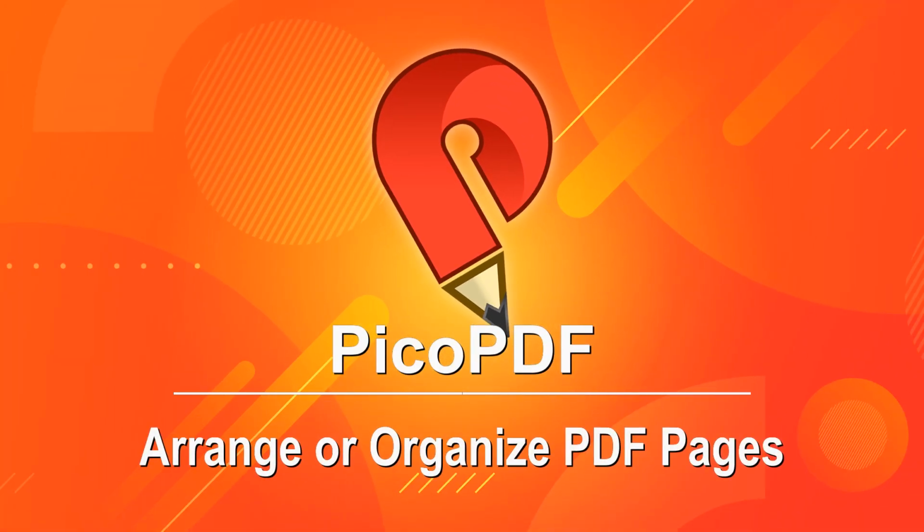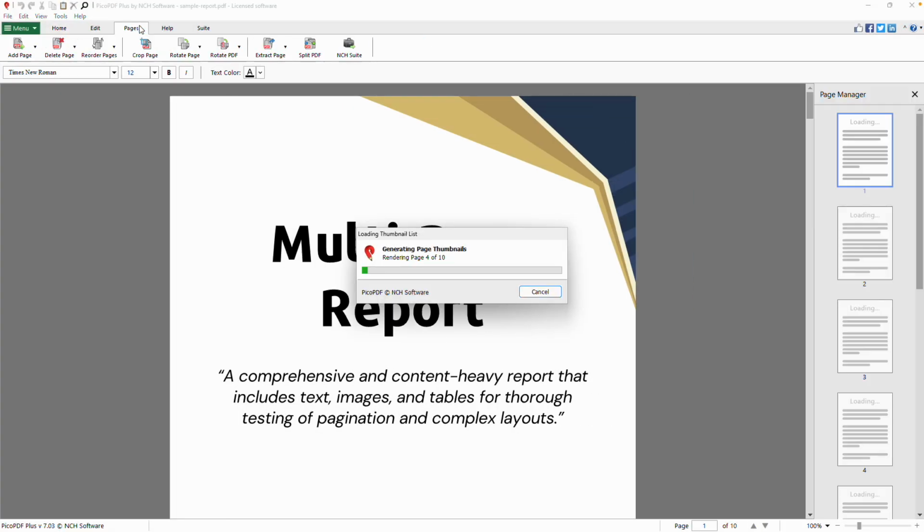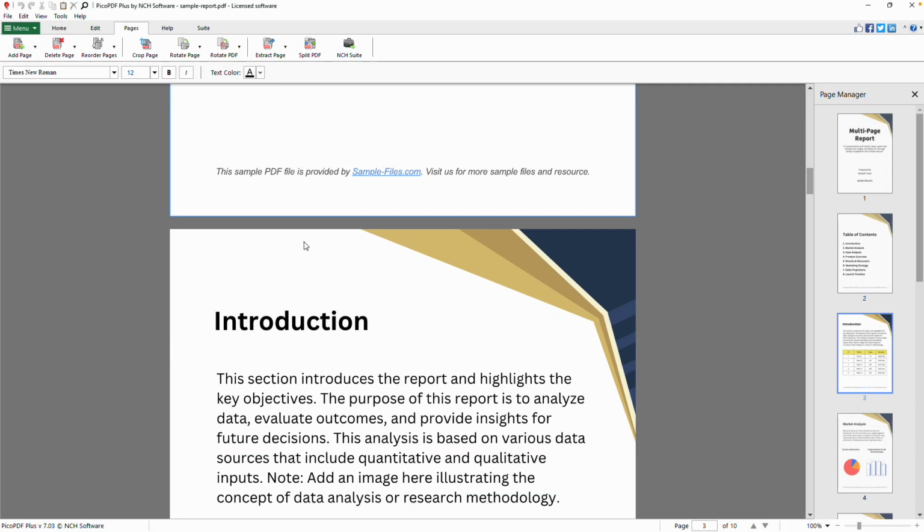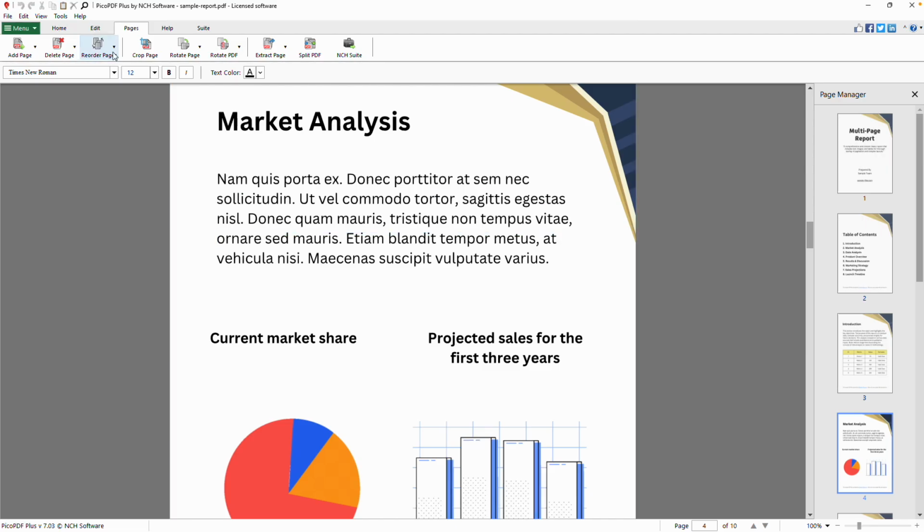Arrange or organize PDF pages in PicoPDF. Go to the Pages tab and scroll to the page you want to move. Click the Reorder Pages button, then choose whether to move the page before the first page, after the last page, or after a specific page by entering its number.